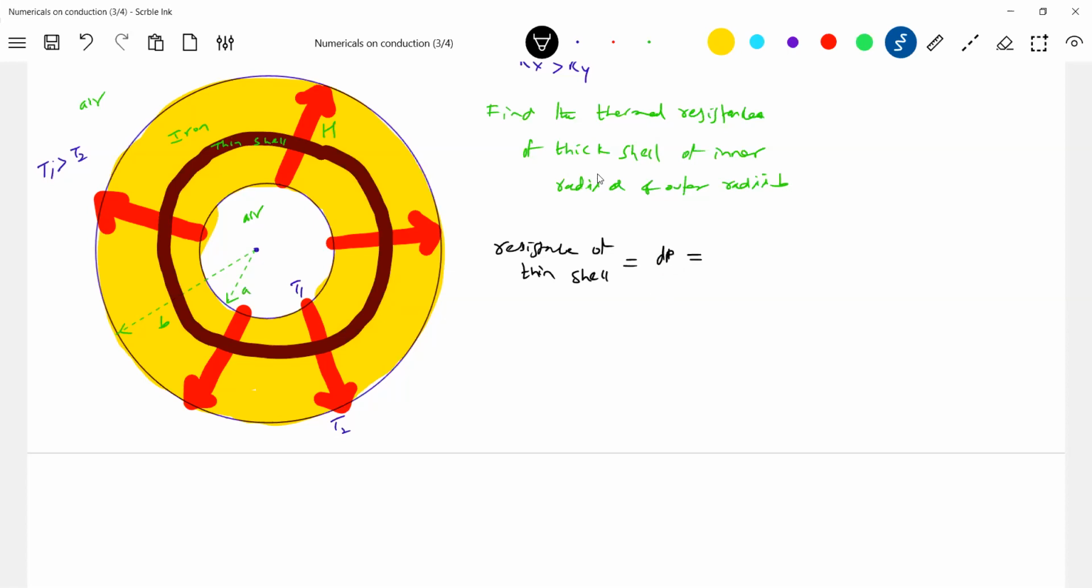Okay, now we have it like this. So this is dr. Now what is the thickness of this? The thickness of this will be dr. So dR is equal to dr by K times the surface area. What is the surface area of a shell? 4 pi r square. So dR is equal to dr by 4 pi K r square.